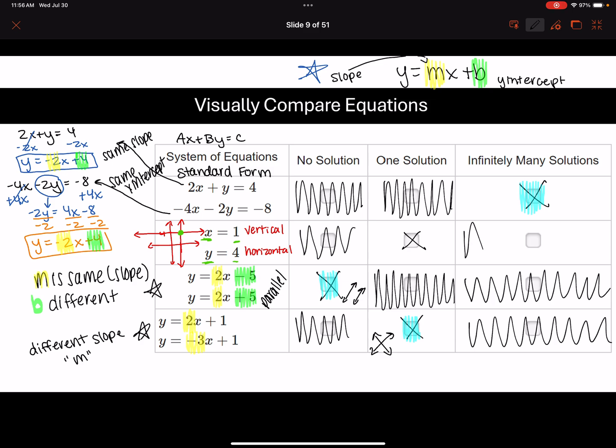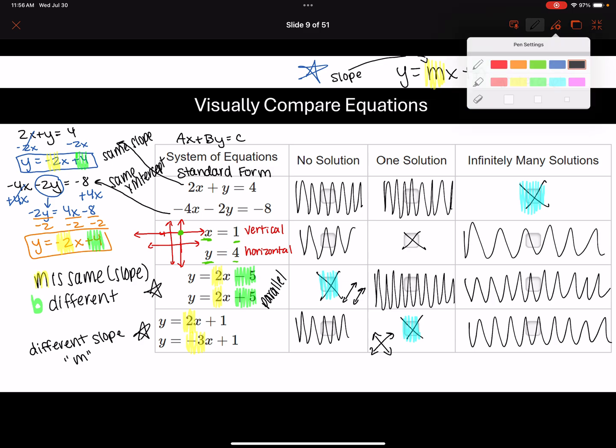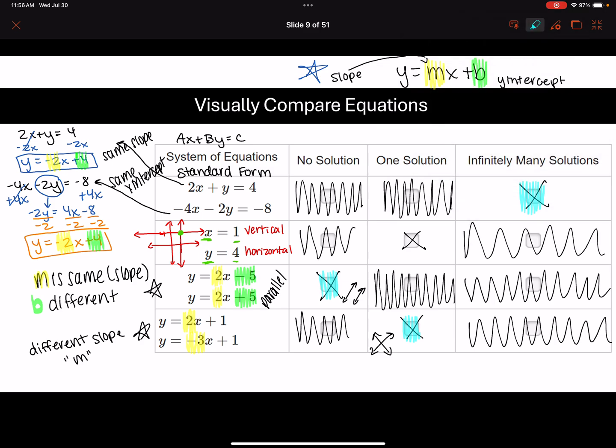There's going to be one point where those two lines cross. They just happen to be vertical and horizontal rather than different slopes. So they're just going to cross at one point. Parallel lines never cross. They always cross when the slopes are different or if you have a vertical and a horizontal.